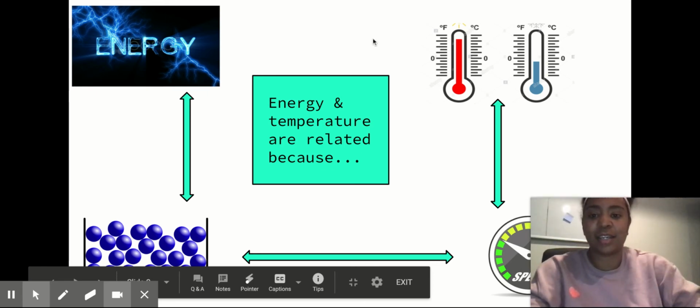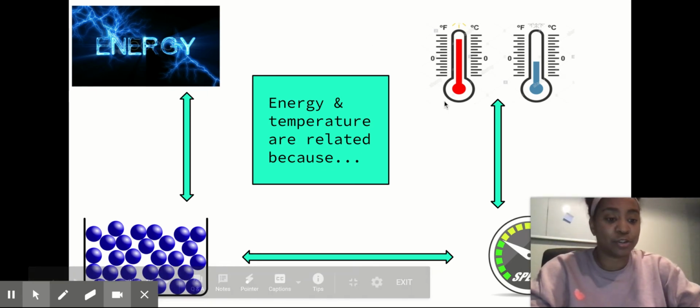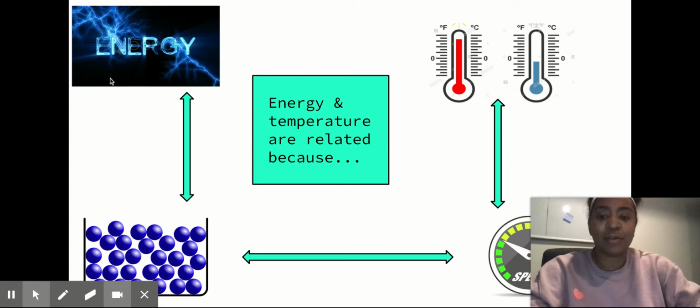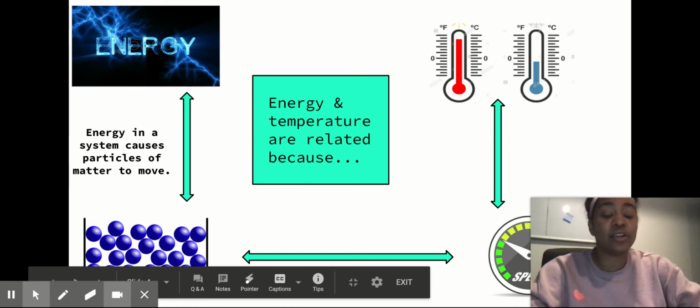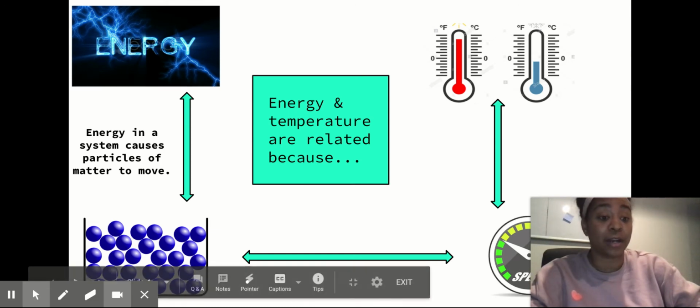Okay, so now let's connect energy and temperature through this flowchart. So let's start with energy and particles of matter. Energy and particles of matter are related because energy in a system causes particles of matter to move.